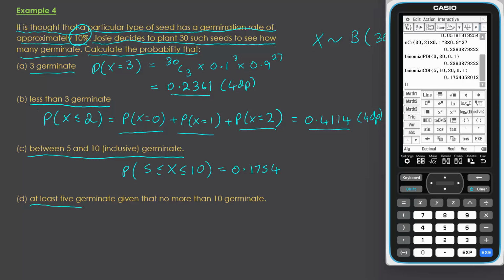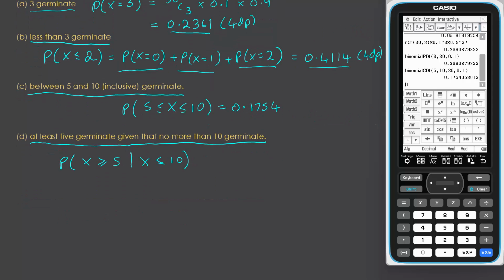And then finally, we've got at least 5 germinate, given that no more than 10 germinate. Now that's a conditional probability. So at least 5 is x is greater than or equal to 5, but we're given that no more than 10 germinate. So x is less than or equal to 10. Now, once again, conditional probability: probability of A given B is the probability of A and B over the probability of B.